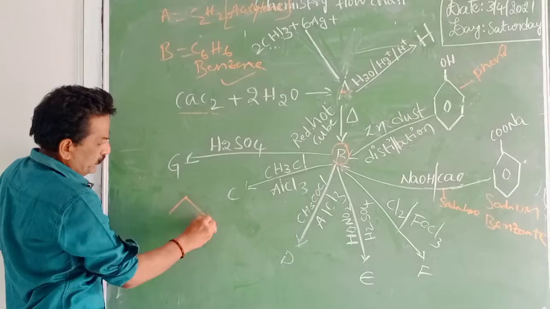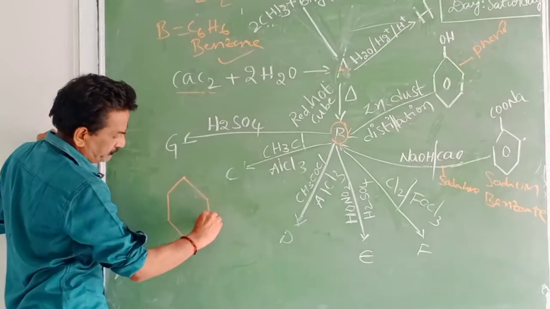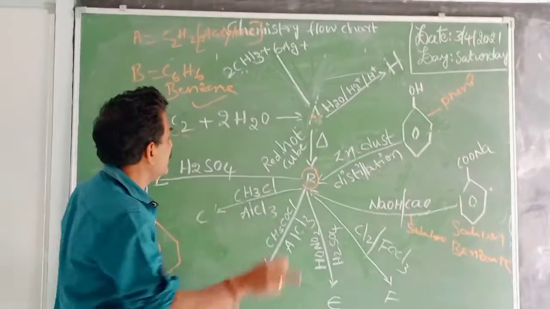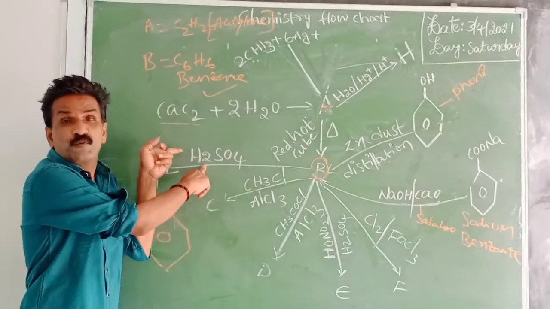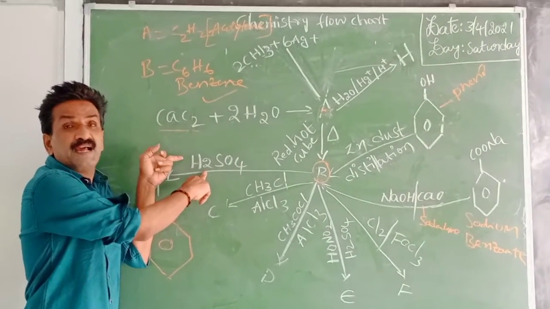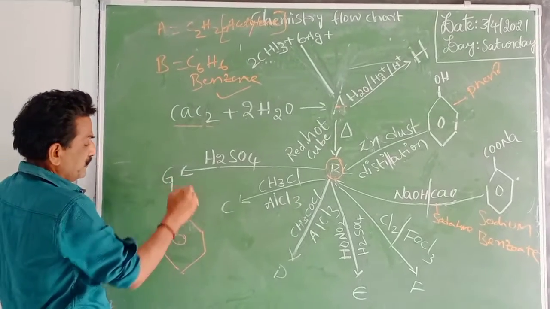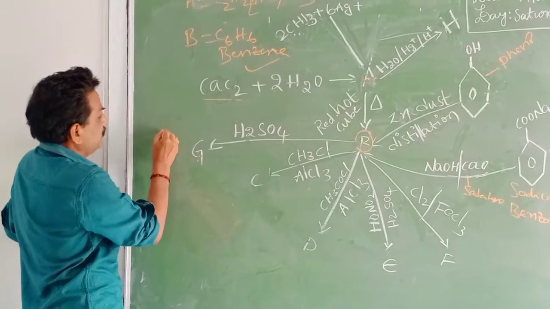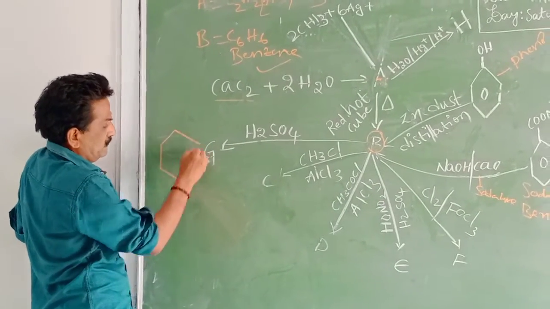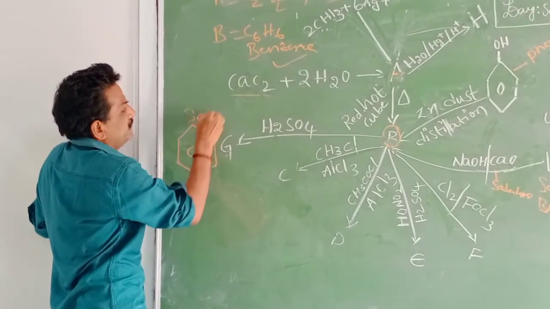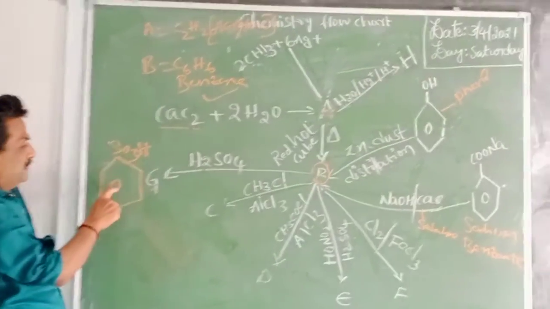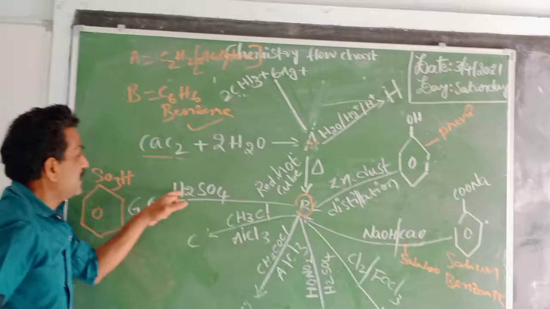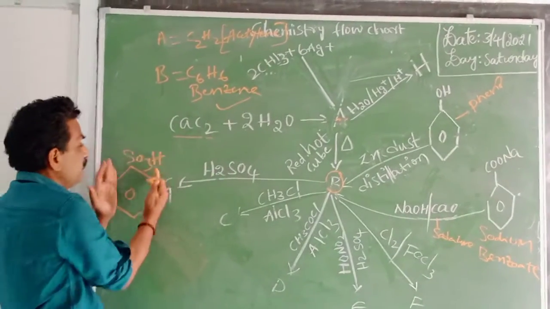You know very well the structure of benzene. So B is benzene. Benzene reacts with H2SO4. Here G is benzene sulfonic acid, benzene SO3H. Benzene B reacts with H2SO4, and we get benzene sulfonic acid.